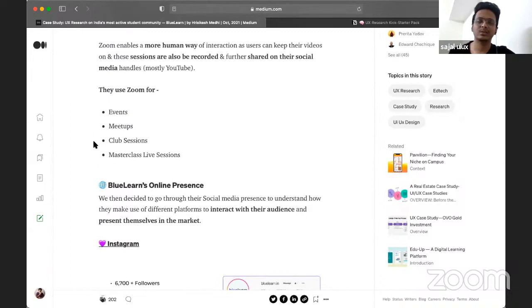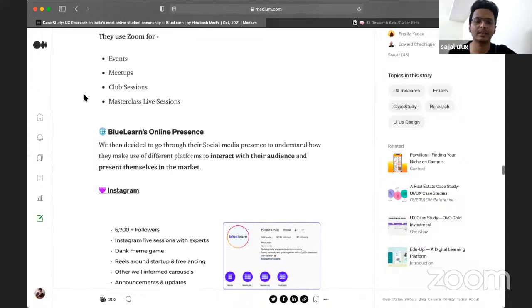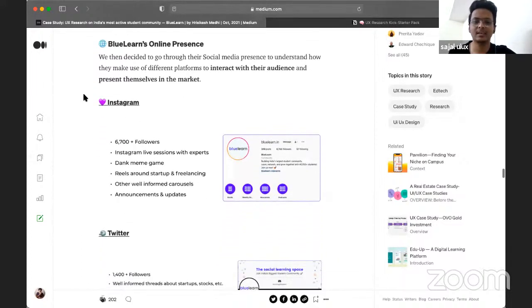And lastly, they use Zoom as their platform. As you guys know, Zoom is a video-centric platform. So BlueLearn used it to give a more human and interactive way, just like this video call, or this event is being organized on Zoom, right?